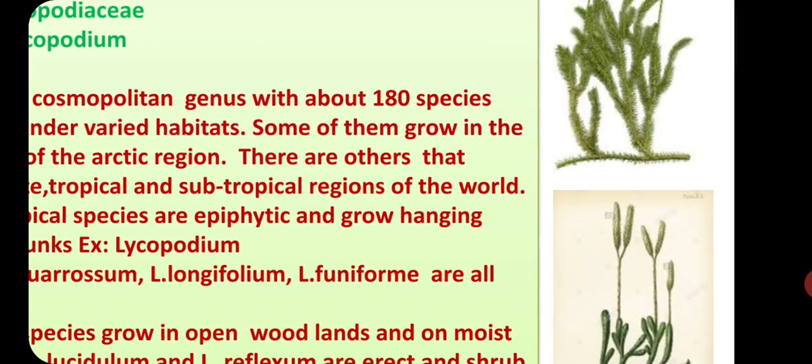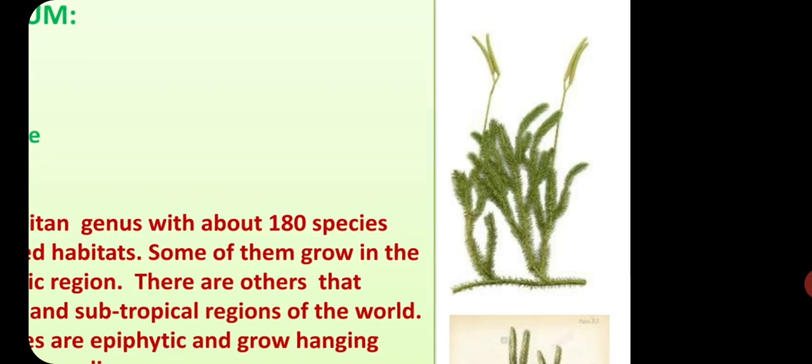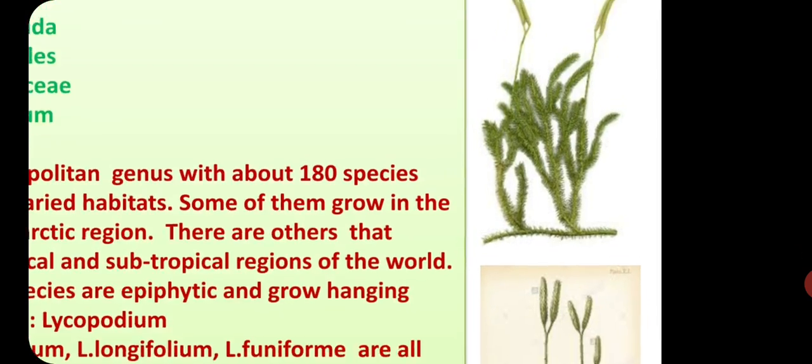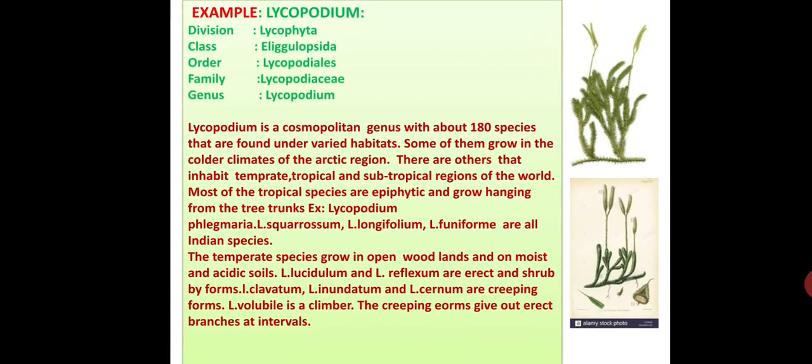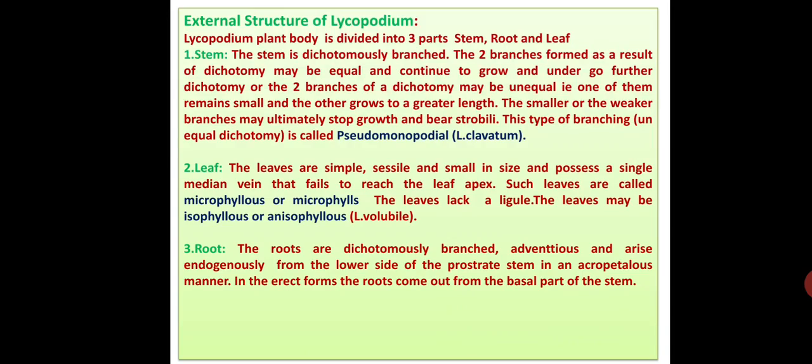See friends, this is the Lycopodium plant, the external structure of the Lycopodium plant. Then we discuss the external structure of the Lycopodium plant. The Lycopodium plant body is divided into three parts: stem, root and leaf. The stem is dichotomously branched.